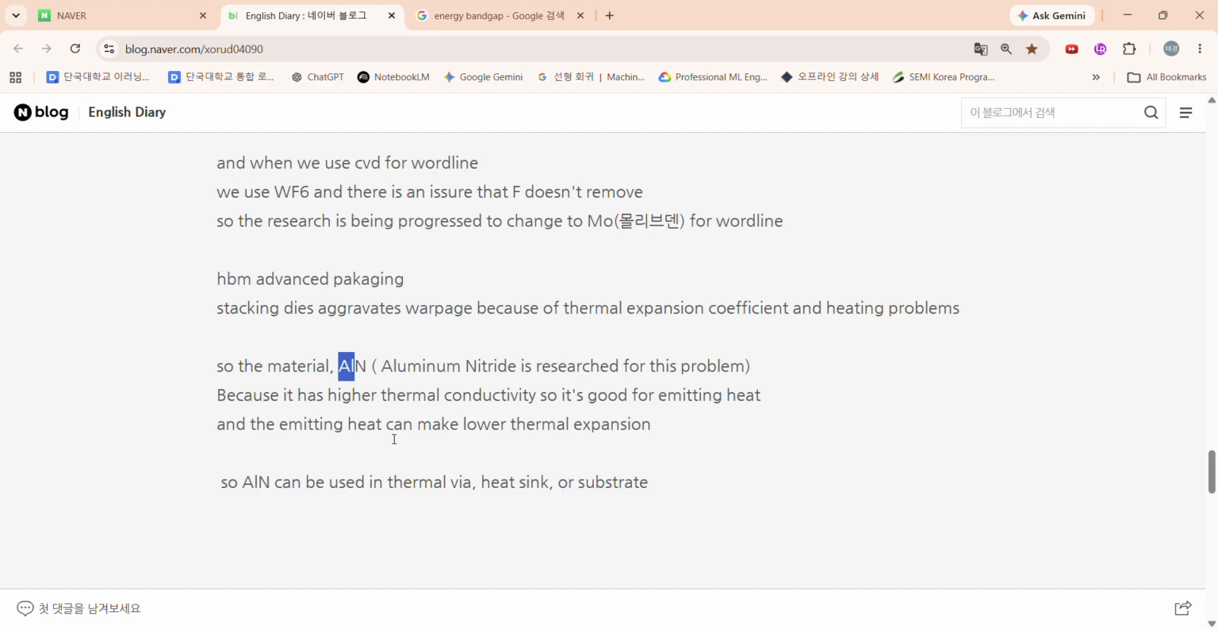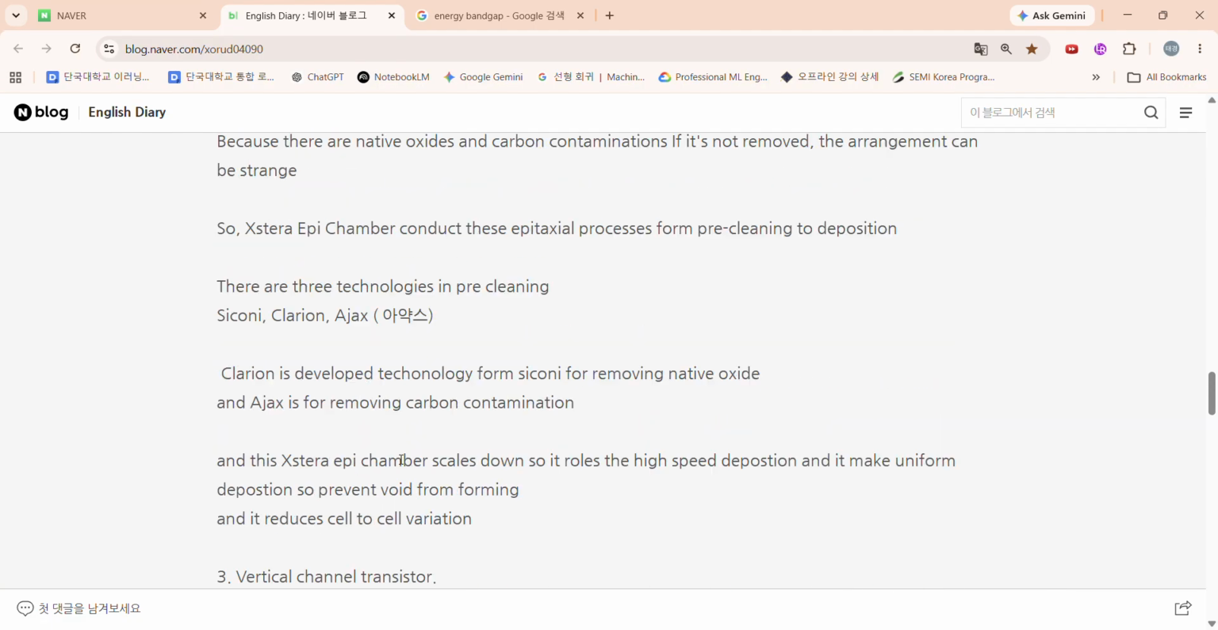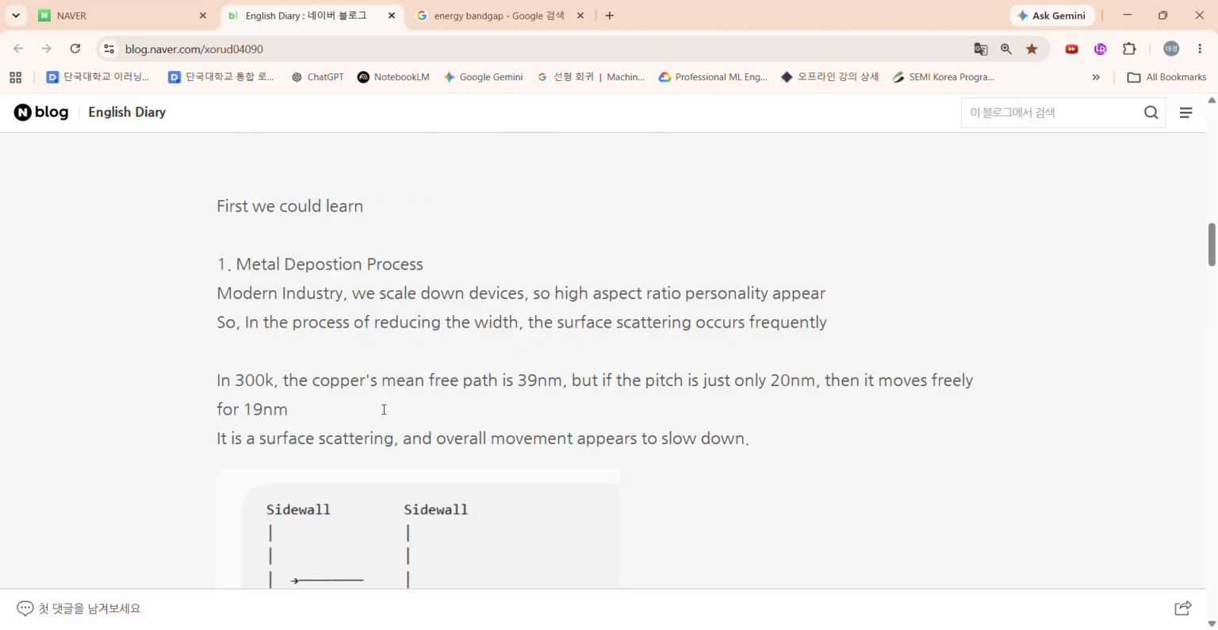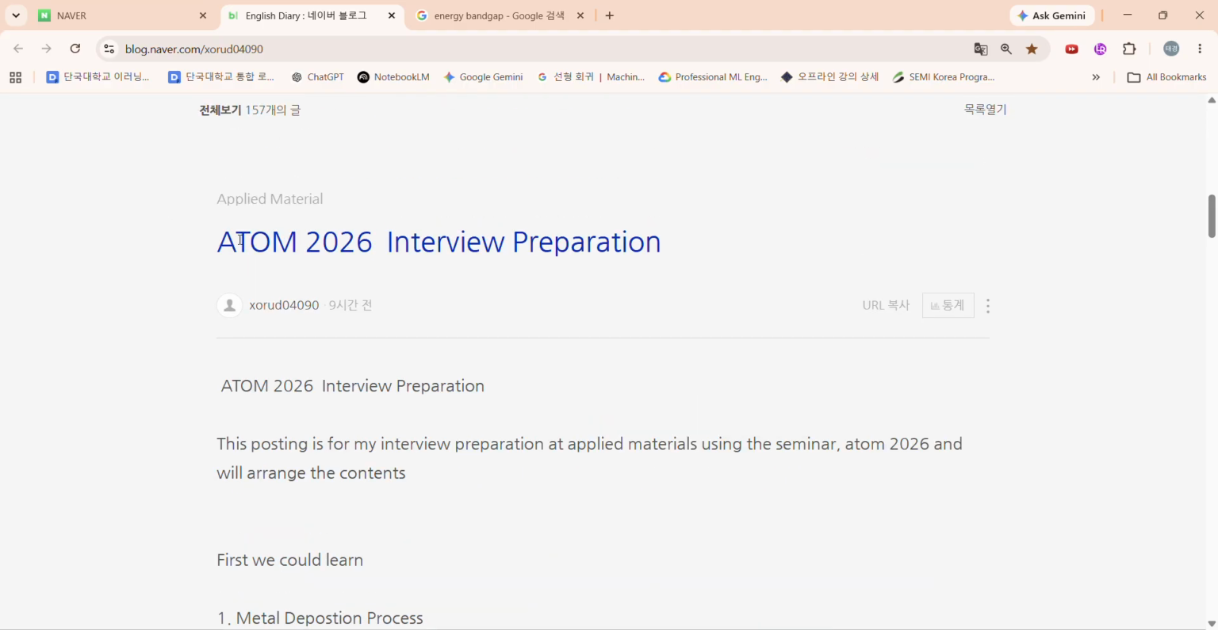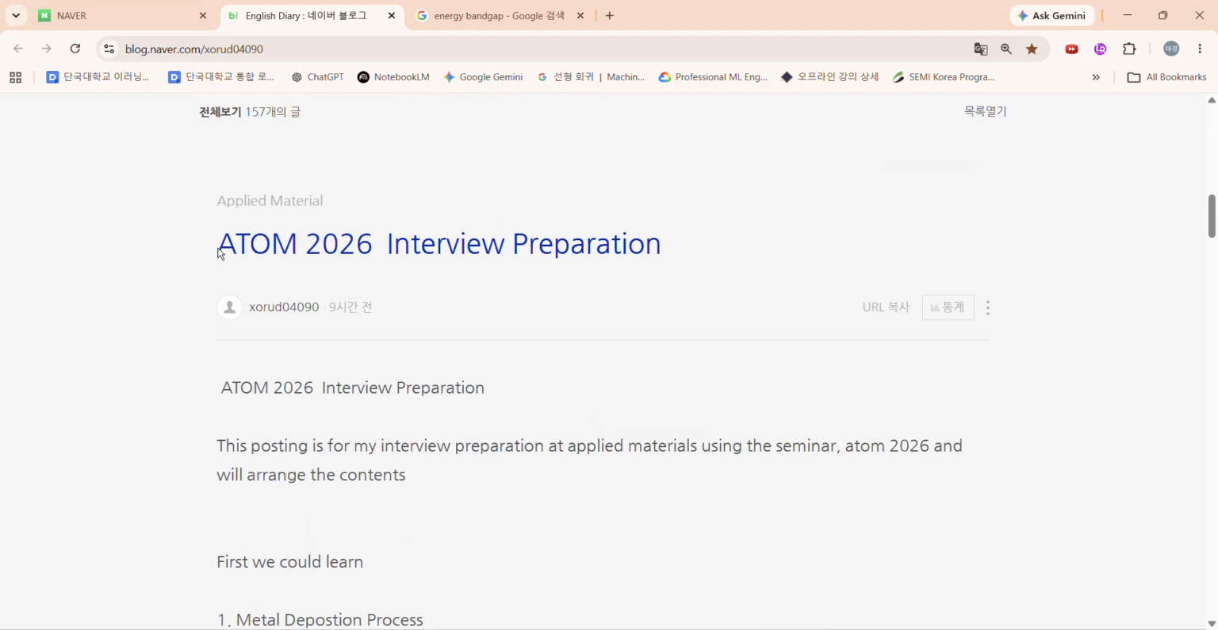So it emits heat, so it doesn't expand. So aluminum nitride research is progressed in Applied Materials. I arranged these for ATOM in 2026. Okay, I'll end my presentation.